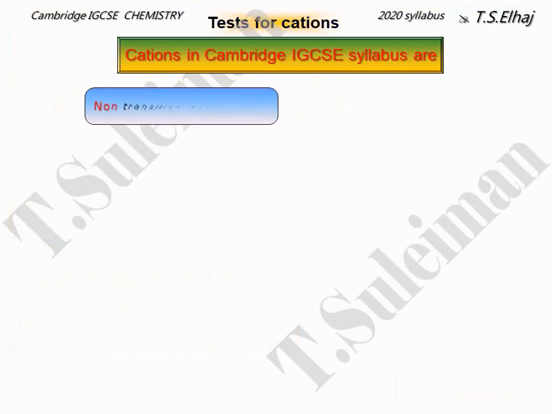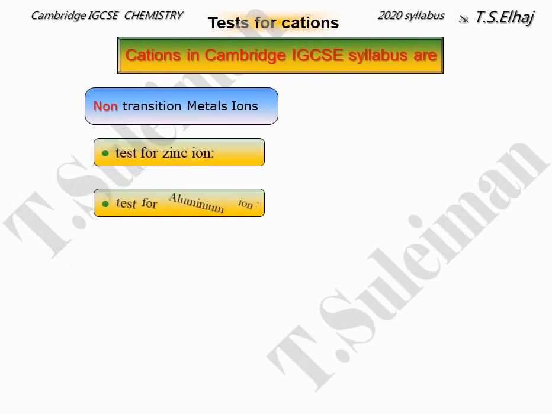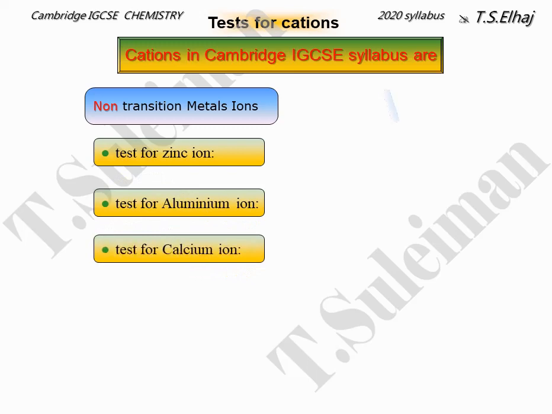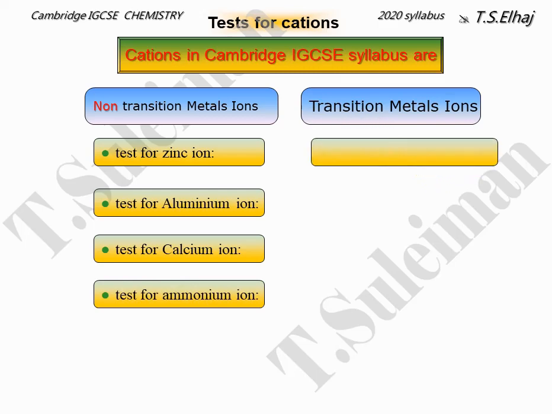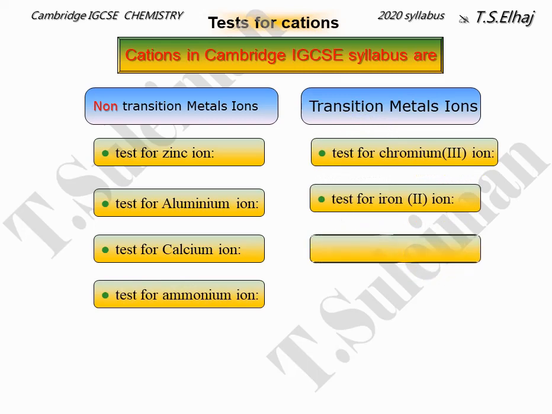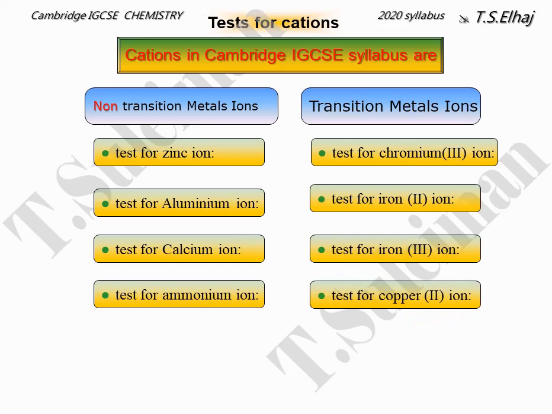In Cambridge IGCSE, students are required to know 8 cations and how to test for each of them. 3 of these cations are non-transition metal cations: zinc, aluminium and calcium ions, in addition to the ammonium ion, which can also be considered a non-transition cation, but we cannot say non-transition metal because it is not a metal. Also we have 4 transition metal ions: chromium 3, iron 2, iron 3 and copper 2.